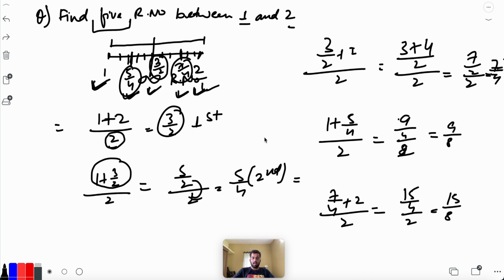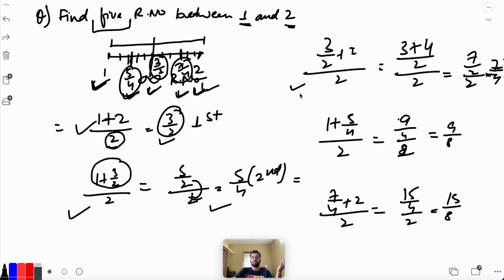See how I found it. See, again I am repeating it. Find 5 rational numbers between 1 and 2. Whatever range is given, add it, divide by 2. You will get the middle term, right? You got the first rational number. Now what will you do? Take that new number and add with another, again divide by 2. You will get the second. Again take the third number, this way.